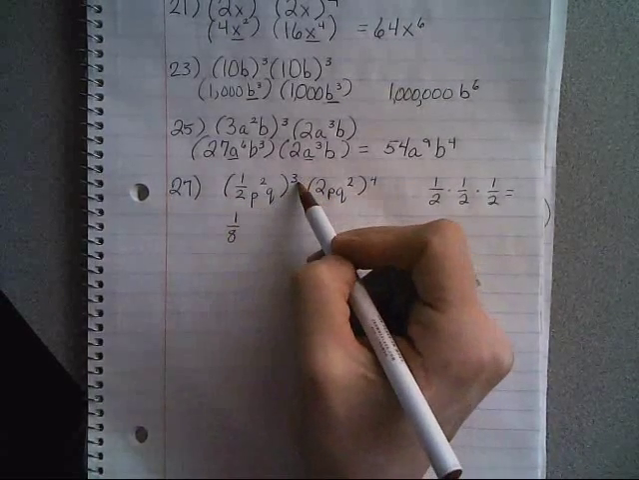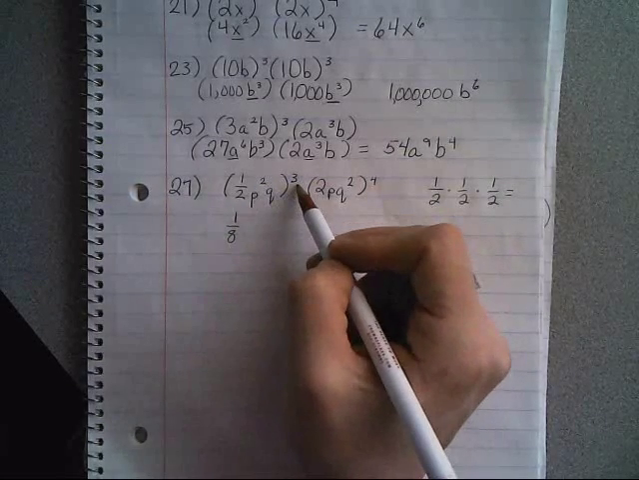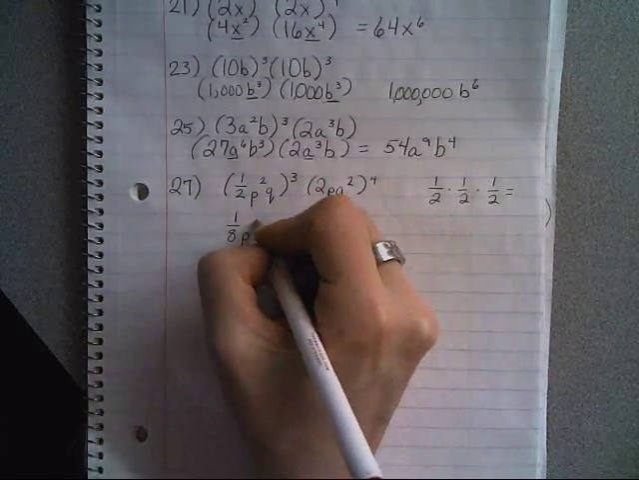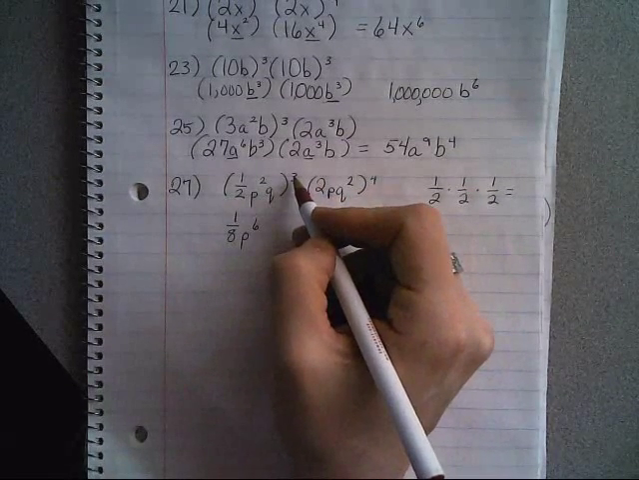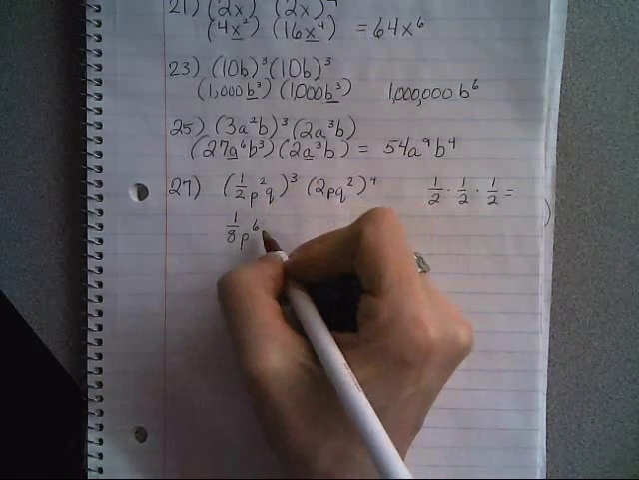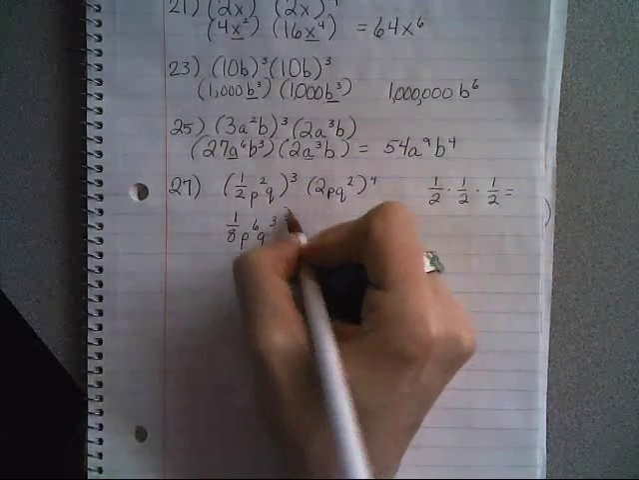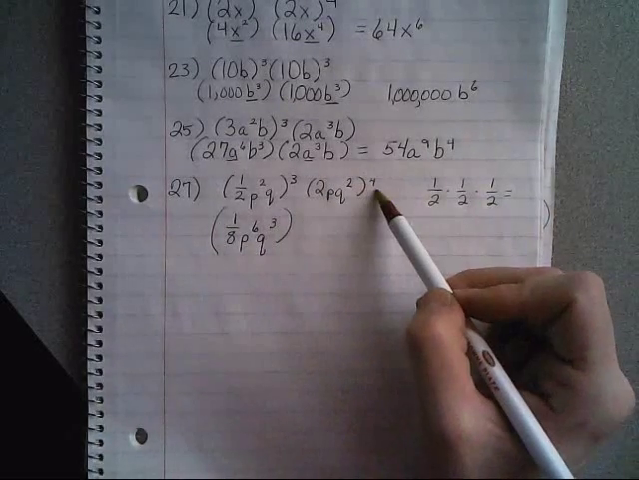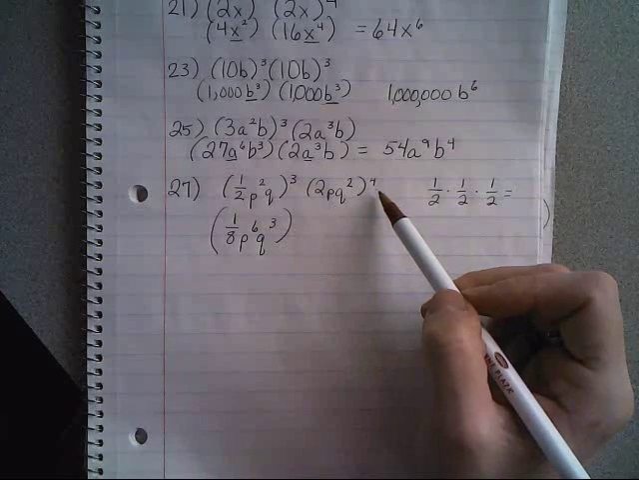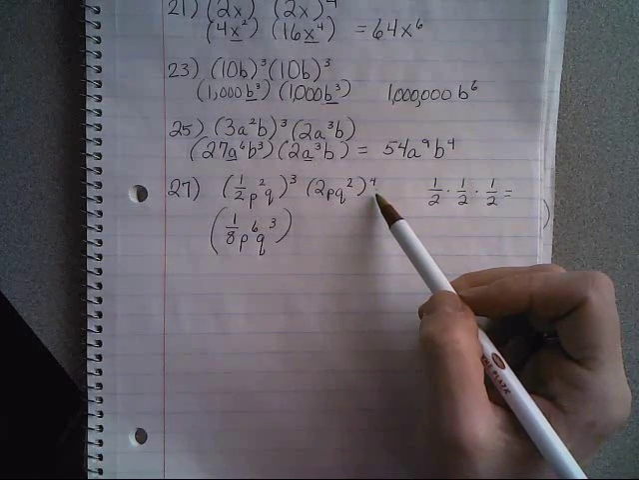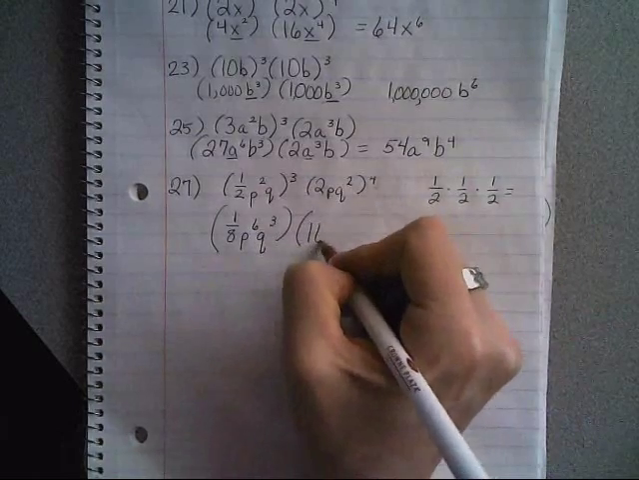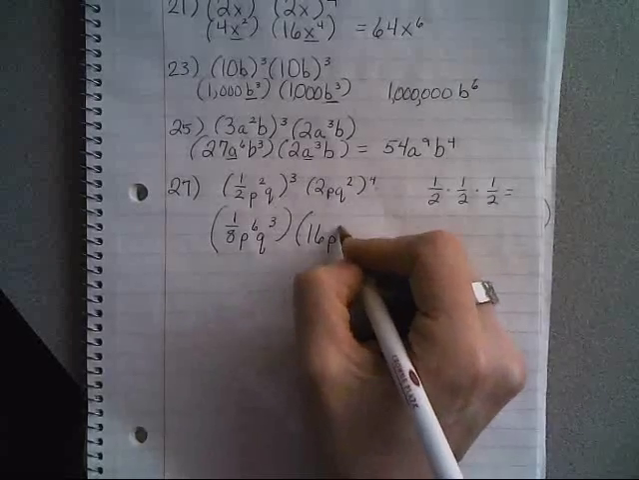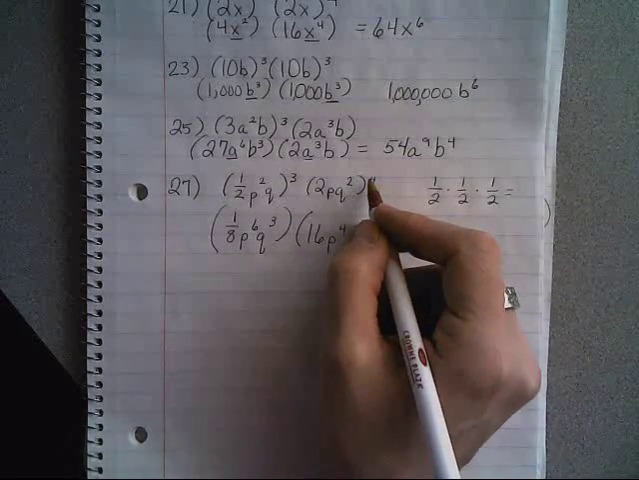P squared 3 times. P squared cubed. Q to the first 3 times. Q cubed. Yep. Okay. 1/8 multiplied by the result of this. 2 to the 4th power. P raised to the 4th power. Q squared raised to the 4th power.